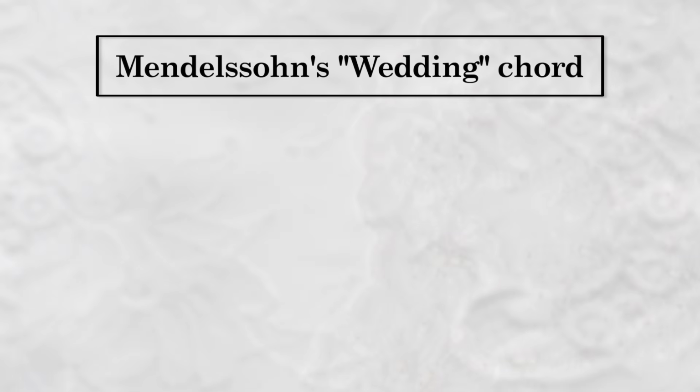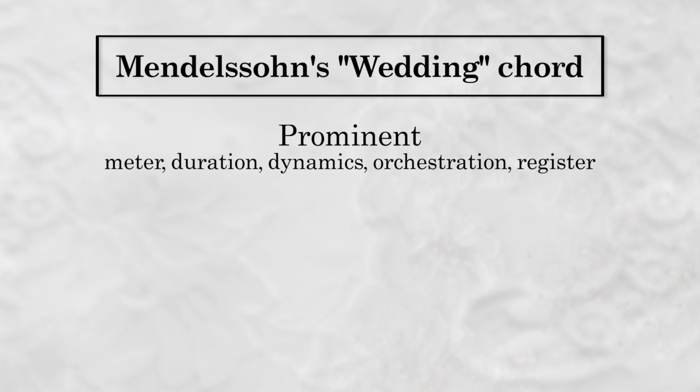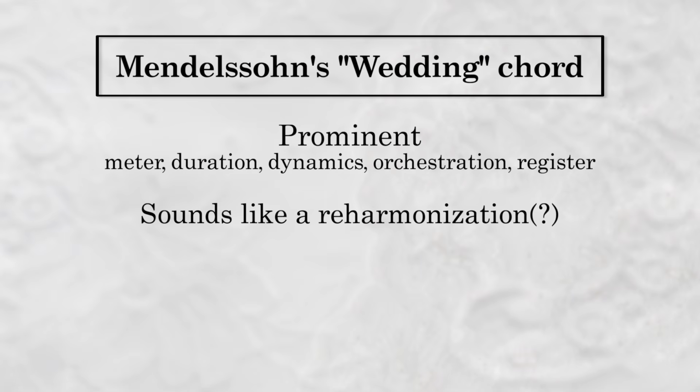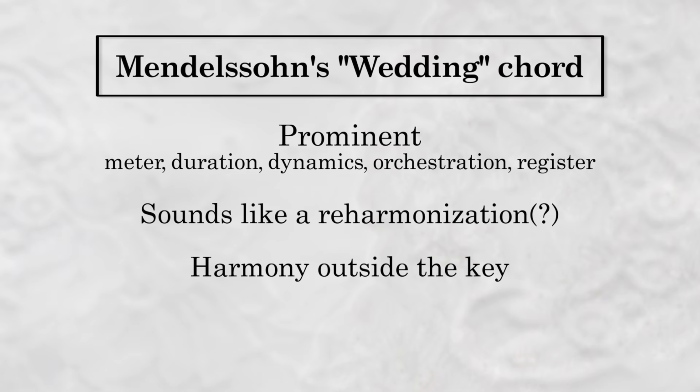So let's summarize these characteristics of the wedding chord. It arrives very prominently in terms of rhythm and meter. It might have even felt like a reharmonization, given that that top note continues the trajectory set up of C major. It also arrived without a clear relationship to the key until subsequent harmonies played out to reveal the trajectory.